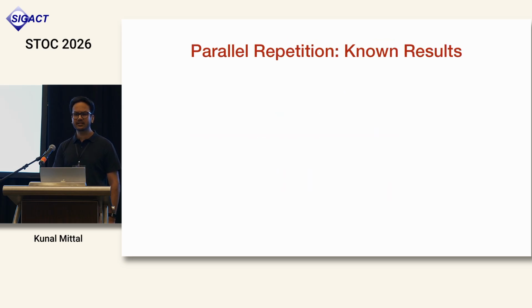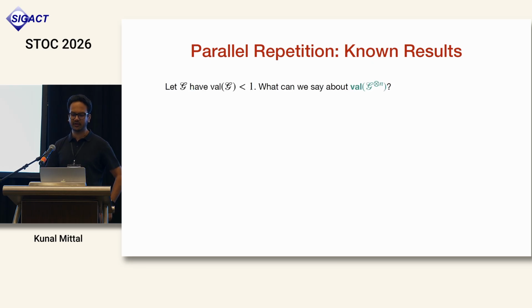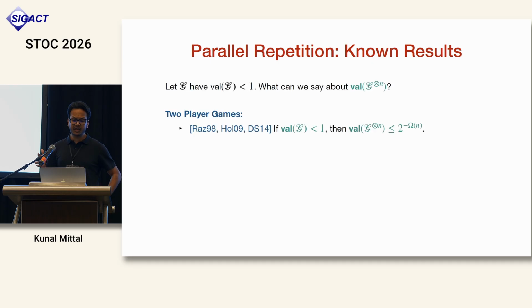But now you might still ask what is known about parallel repetition. It is well studied and there are a lot of papers on this. Raz proved in the 90s that for 2-player games, when the value of G is less than 1, the value of G to the n decays exponentially in n. And for most applications like PCPs and hardness of approximation, this is good enough.